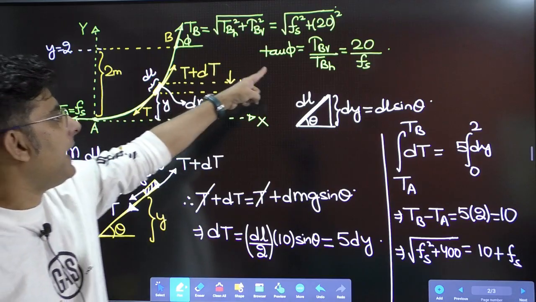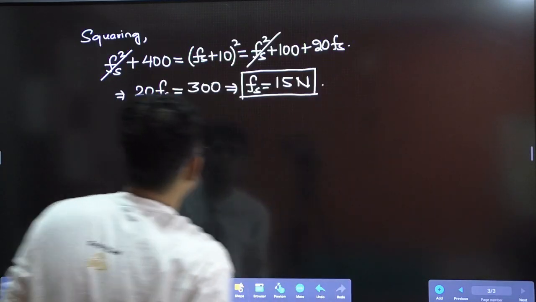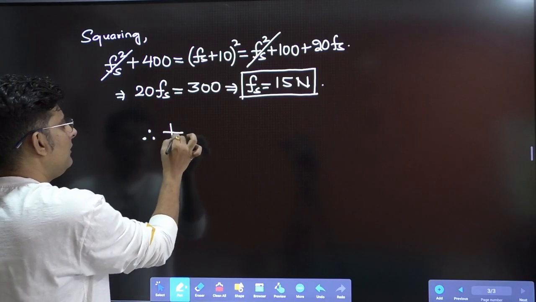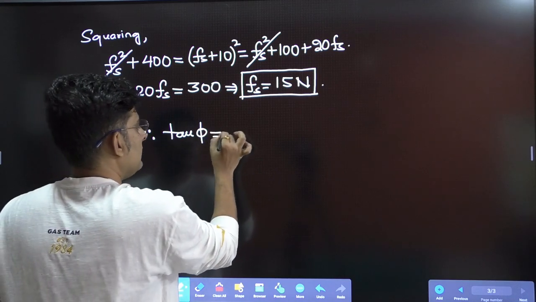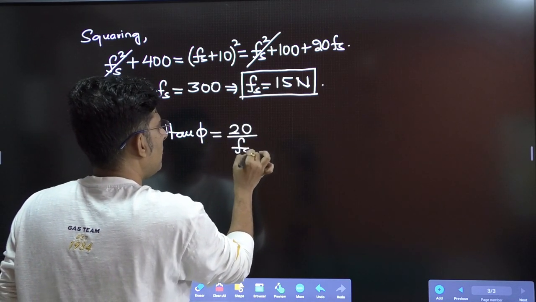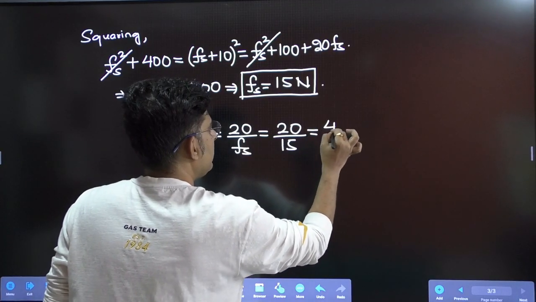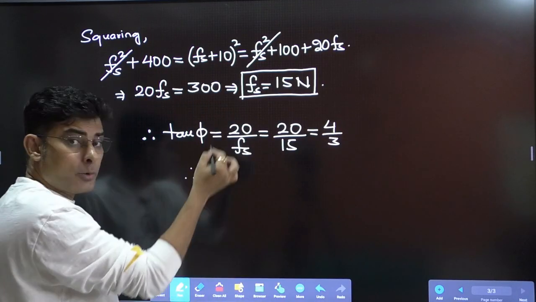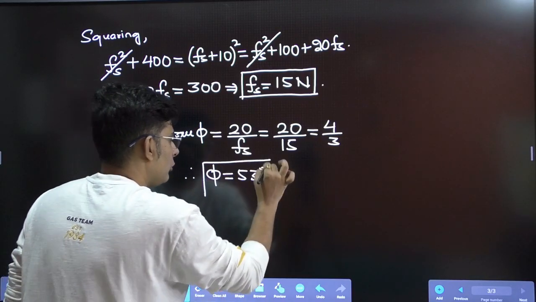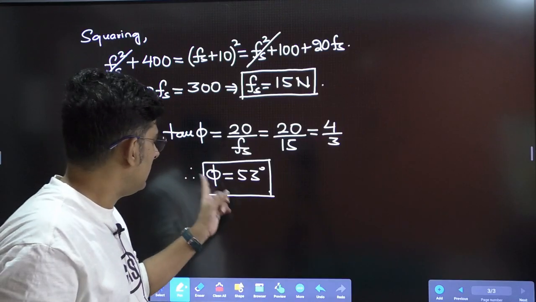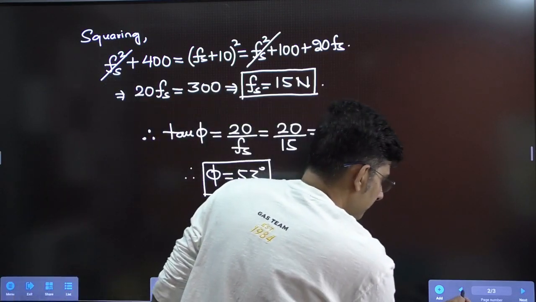What else? We saw tan phi is 20 by Fs. The string at the topmost point makes an angle phi with horizontal. So tan phi is 20 by Fs. So putting the value of Fs as 15, we get 5 4s are 20, 5 3s are 15. When tan phi is 4 by 3, we know phi is 53 degree. So let's see the answers. Friction comes as 15 Newton and phi is 53 degree.